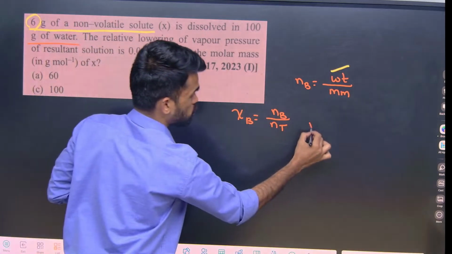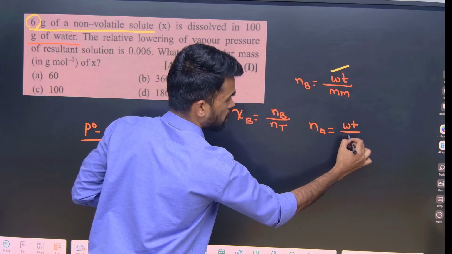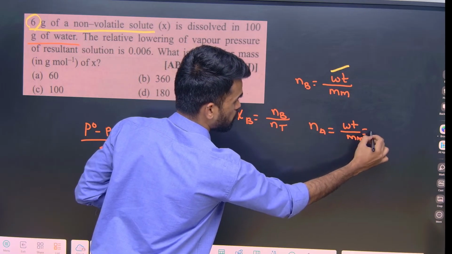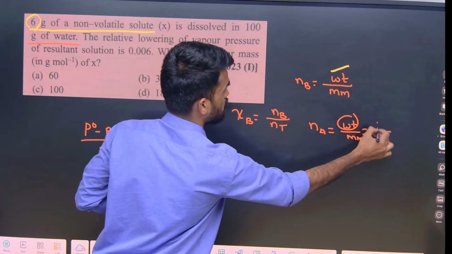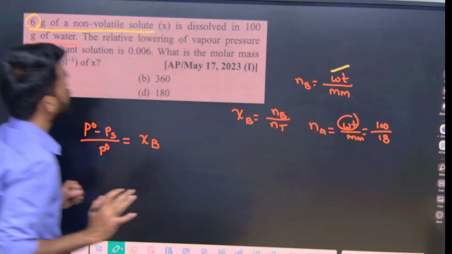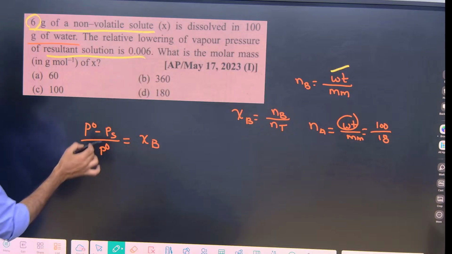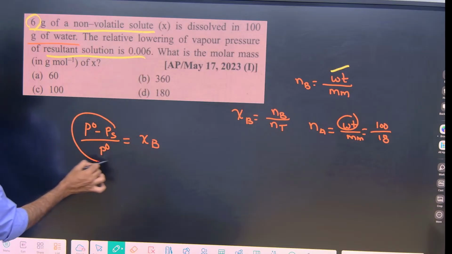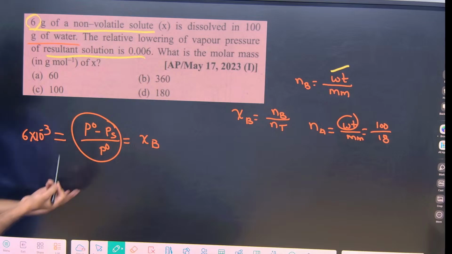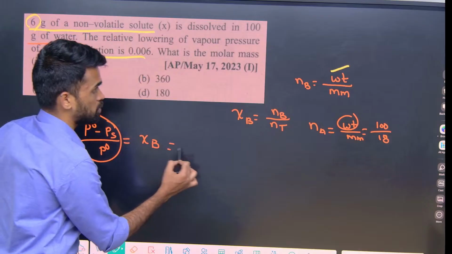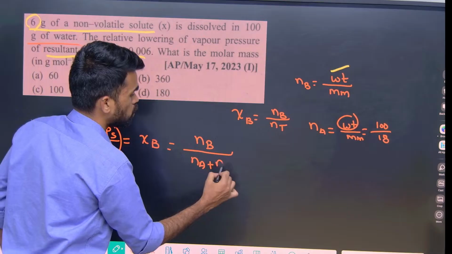So how can you find the number of moles of solvent? Weight of solvent by molar mass of the solvent. Molar mass of solvent is 18 and the weight of solvent is 100. The relative lowering of vapor pressure of the resultant solution, that is RLVP, is given as 6 into 10 power minus 3. Now you just substitute and simplify, putting nB by nA plus nB.